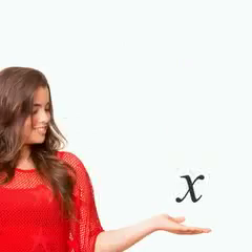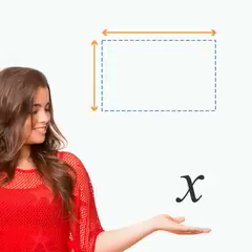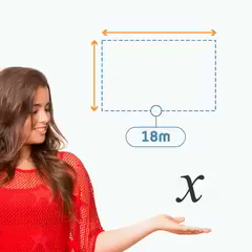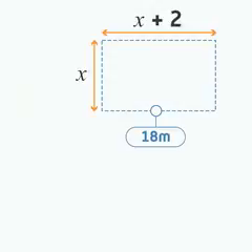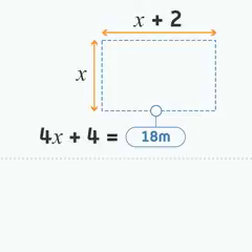You may even have to choose your own variable before setting up and solving an equation. For example, a rectangle's length is 2 metres greater than its width. The perimeter is 18 metres. Work out its area. You can call the width x, so the length is x plus 2. The perimeter is twice the length plus twice the width, which gives you 4x plus 4. That equals 18, so you have an equation to solve.